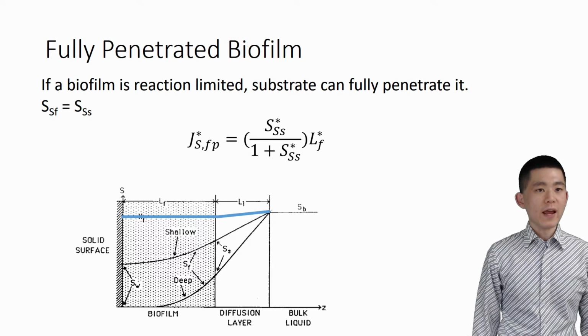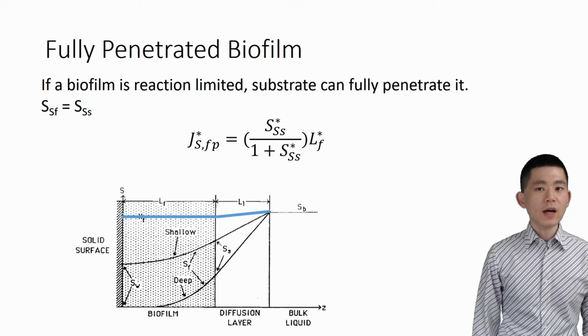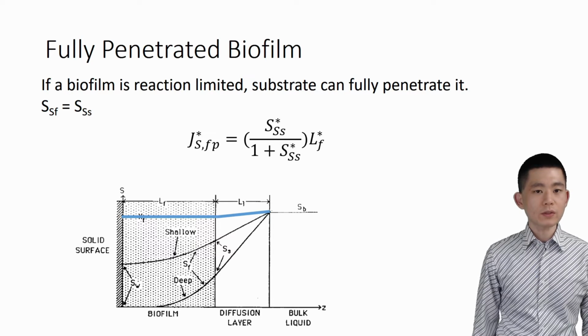If the biofilm is reaction limited, meaning that the substrate consumption rate is far lower than the substrate diffusion rate, the biofilm is then fully penetrated. The substrate concentration is constant throughout the depth of the biofilm because as soon as the substrate is consumed within the biofilm, the substrate in the bulk solution diffuses in to fill the vacancy. In this case, the flux is solely controlled by the reaction rate. This expression of dimensionless flux for the fully penetrated biofilm is the Monod equation expressed in dimensionless terms.